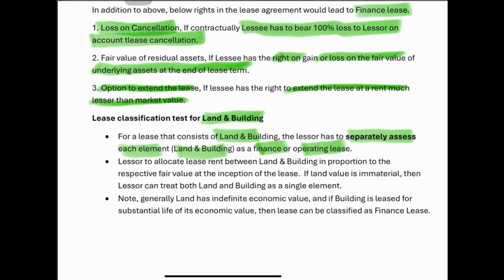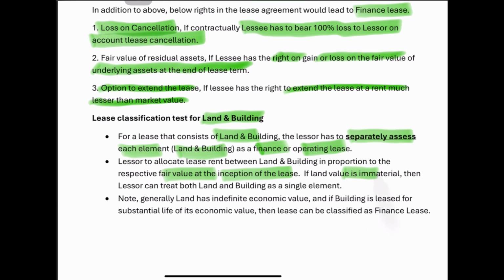The lessor allocates the lease rent between land and building in proportion to their relative fair values at the inception of the lease. At inception, you will know the fair value of the land and the fair value of the building. Based on that proportion, you allocate the lease rental between land and building, so that you have a separate value to assess, and based on that assessment you can categorize whether the land and building lease is an operating lease or a finance lease.